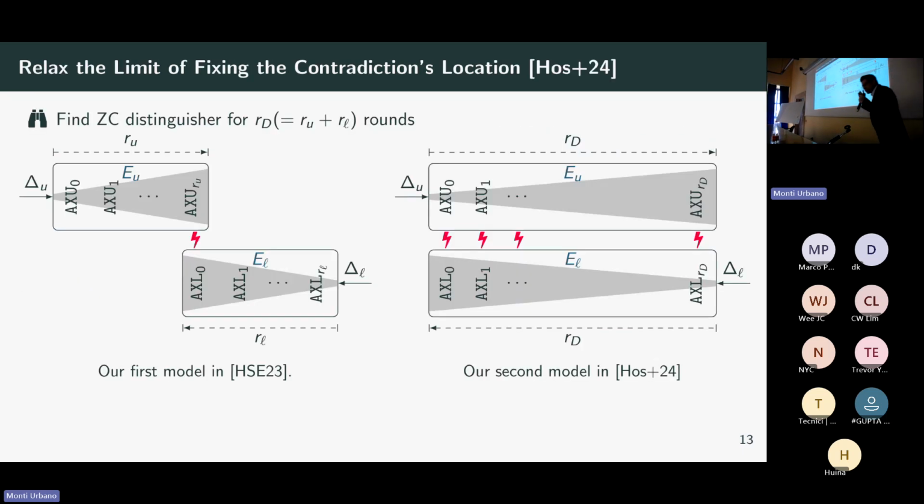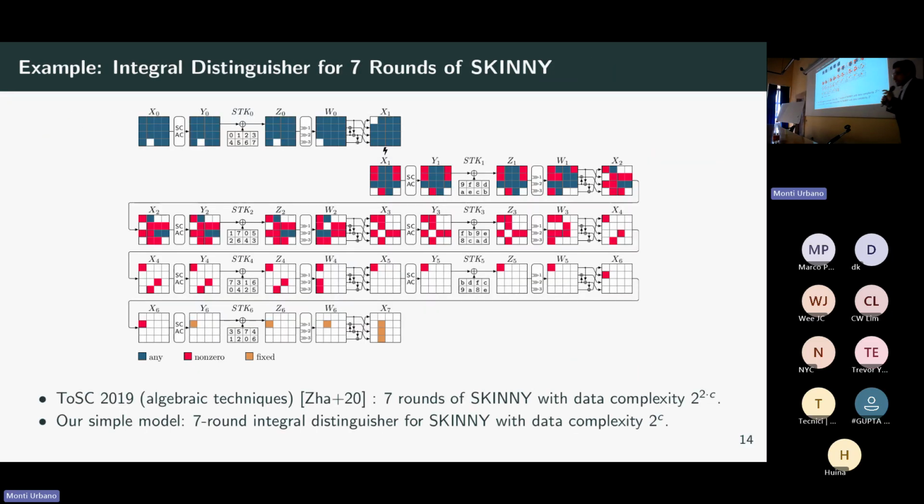I should mention that in follow-up works, we improved this model. In FSE, I think 2024, we removed the limit of having the contradiction in only one round. We extended it, but it's not very important for this talk. I don't want to focus on it now. Let's look at this example. We found it with our tool.